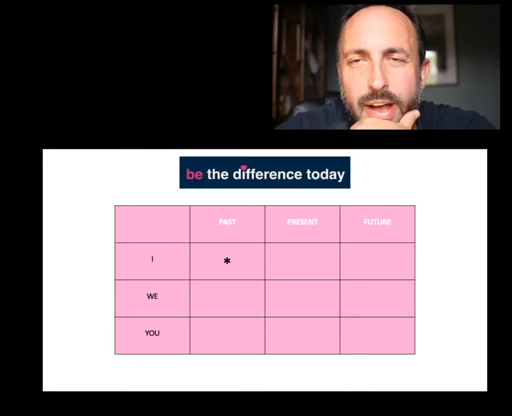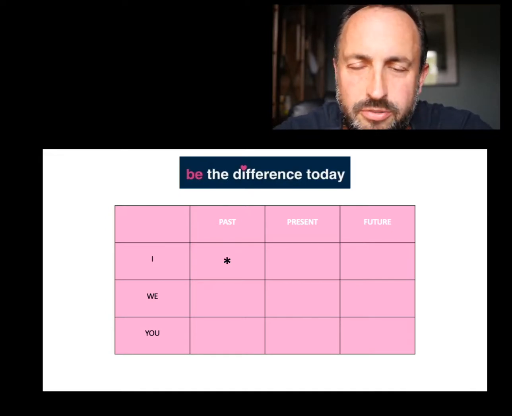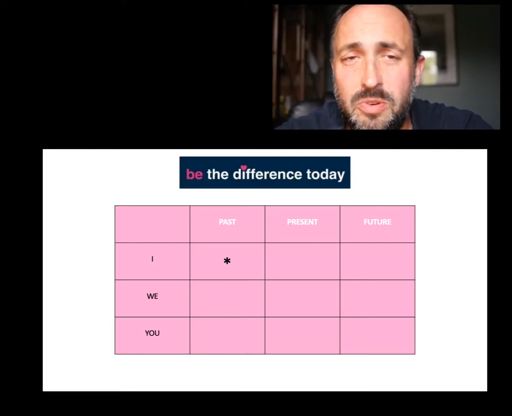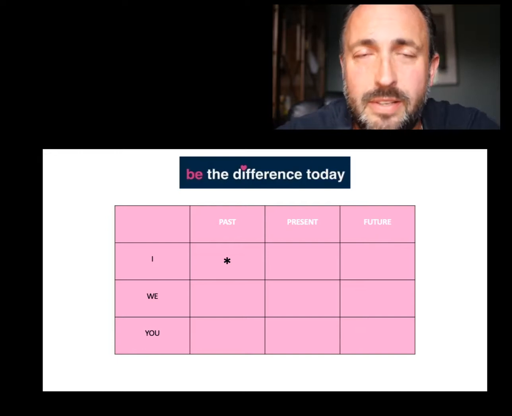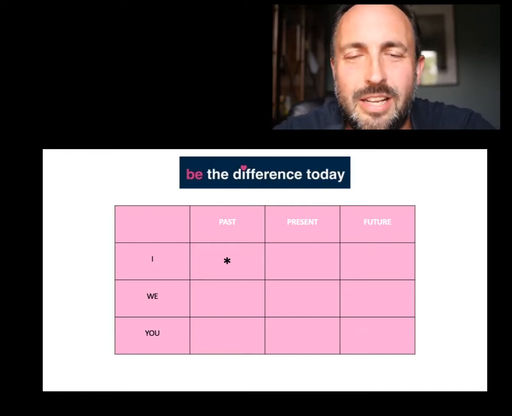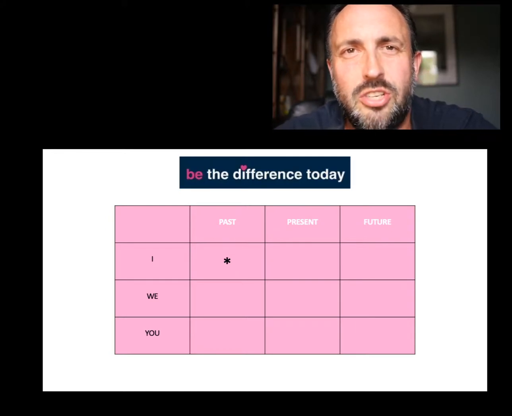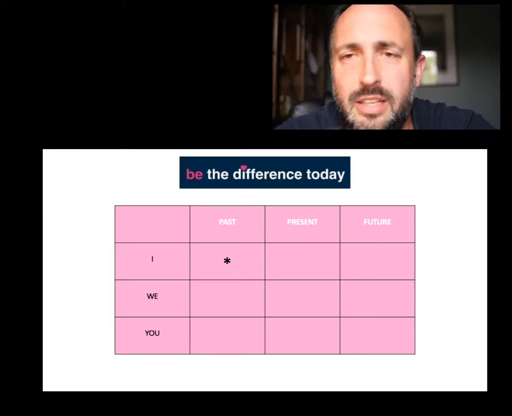So if we look at the I and the past, I in the past is basically for yourself celebrating great things that you have done in the past, whether it impacted on you, whether it impacted on others, whether both. So it's going back to love, appreciation and gratitude. How can I show love, appreciation and gratitude for things that I've done in the past?